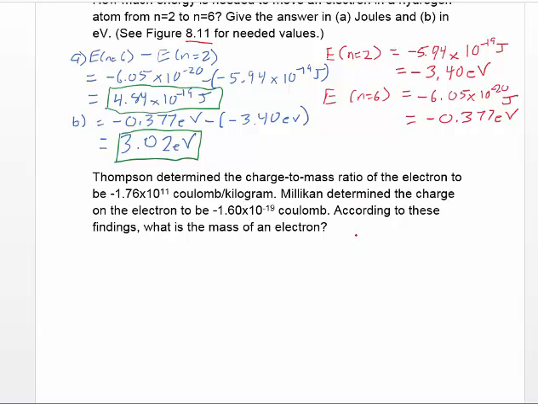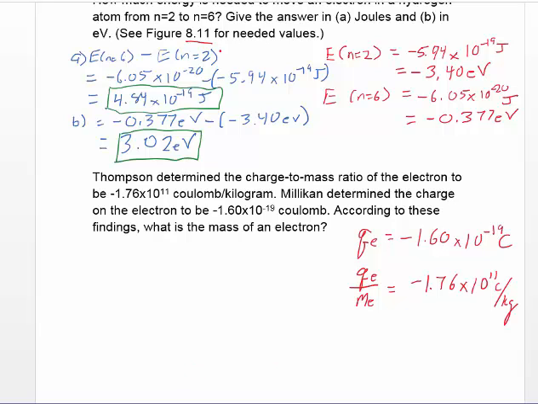What do we know here? Let's write up what we know. The charge of the electron equals negative 1.60 times 10 to the negative 19th coulombs. We also know the charge to mass ratio, so the charge of the electron divided by the mass of the electron, is equal to negative 1.76 times 10 to the 11th coulombs per kilogram. So we know those two.